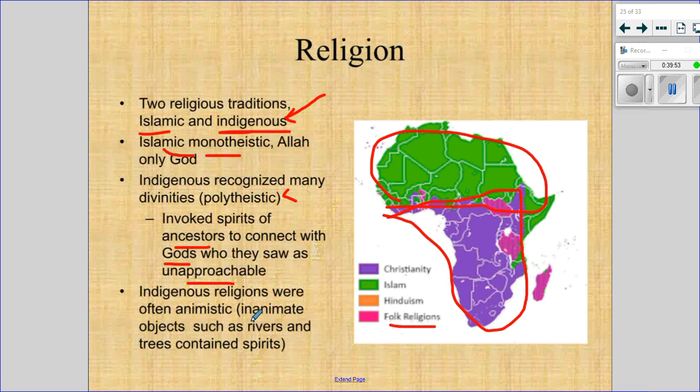Indigenous religions in Africa are usually animistic, so they incorporate the worship of inanimate things, like rivers have spirits, trees contain spirits. And I mean, this should sound familiar. You find this in Taoism, you find this in religions among Native Americans and elsewhere in the world.